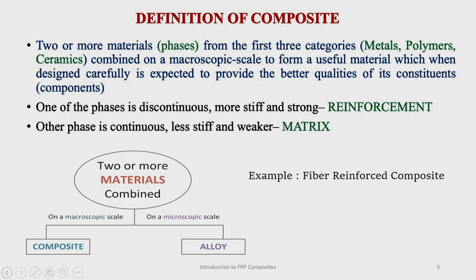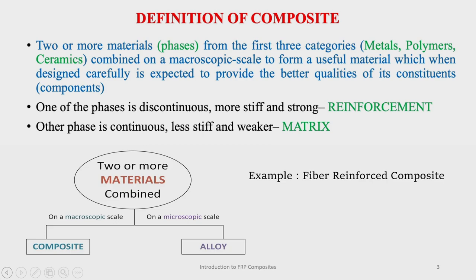One of these two phases is discontinuous, more stiff and stronger, and is termed as reinforcement. And the other phase is continuous, which is less stiff and weaker, which is termed as matrix. Naturally, it is called reinforcement because it actually enhances the strength or stiffness when it is added to another material. Therefore, it is a reinforcement. It is a discontinuous phase.